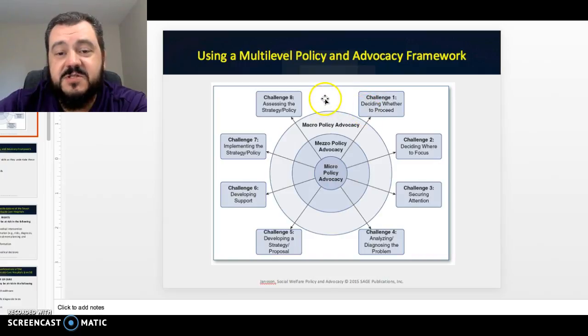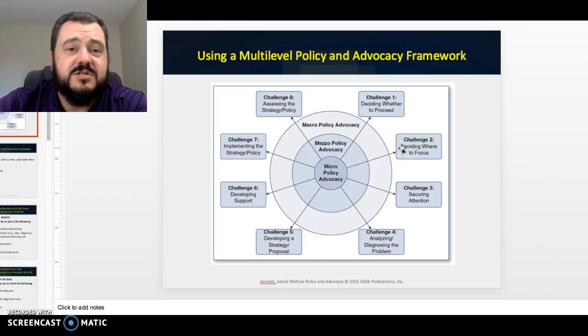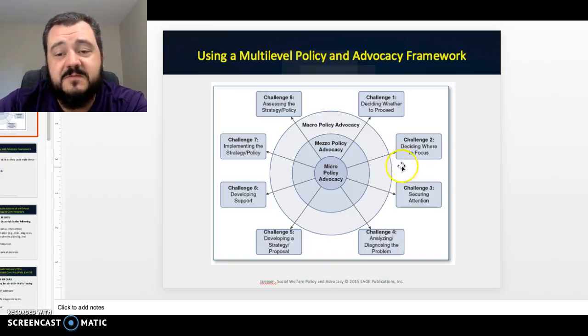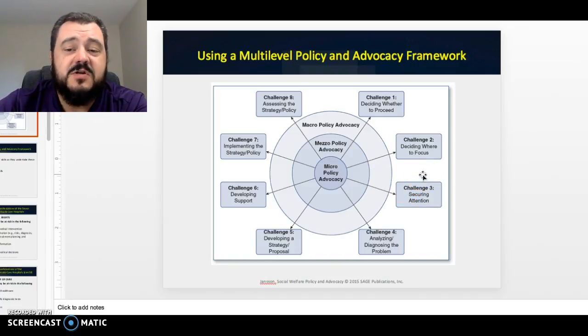Your first challenge, of course, is deciding whether or not to proceed. That should be based on what we covered in Chapter 2. Ethics-based first, evidence-based practice, and then is it feasible? Then you need to decide where to focus. So this will be looking at which sector you are looking at, and what particular problem you are focusing on. Once you've figured that out, you've defined your problem well, you start to secure attention.